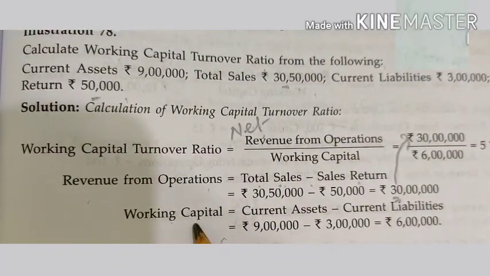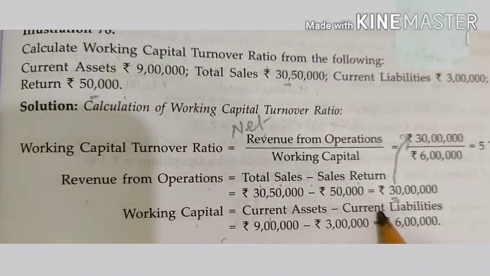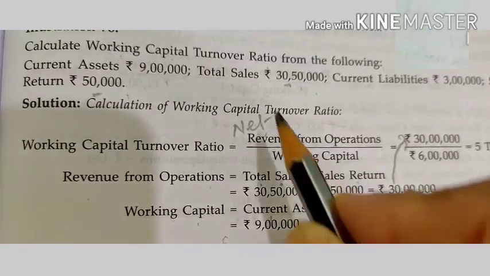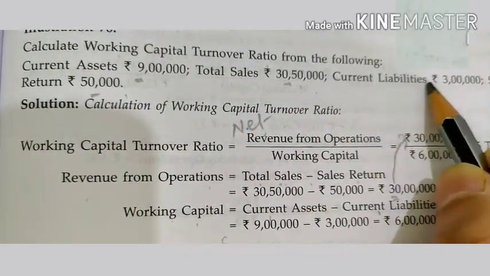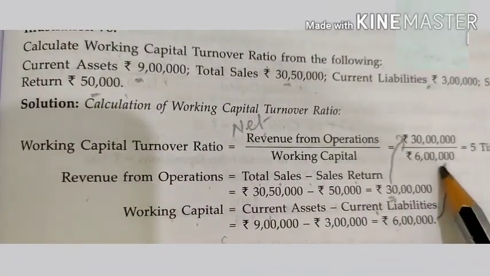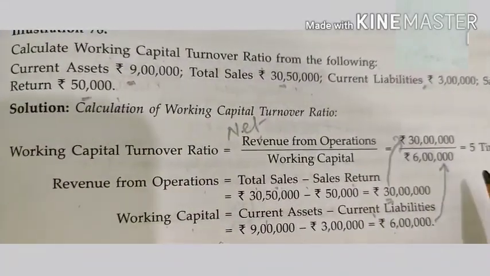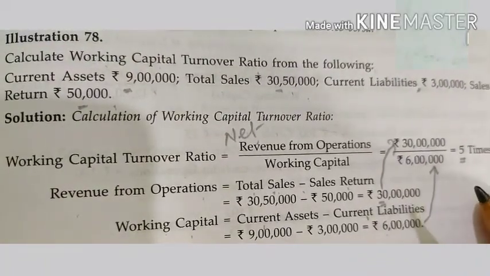Then working capital. Working capital is related to current items. So we have taken current assets and current liabilities. Current assets 9 lakhs, current liabilities 3 lakhs. So we have 6 lakhs here which goes here. So if you divide, you get 5. So the answer will be 5 times.